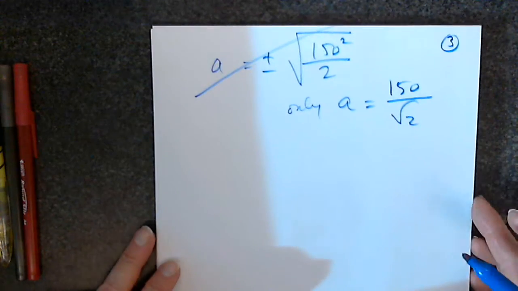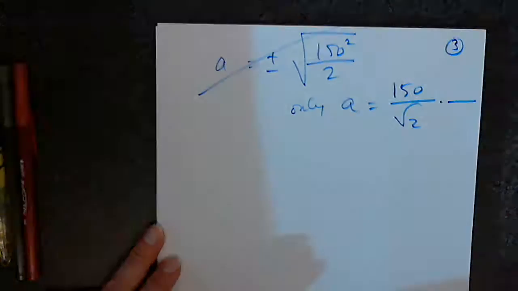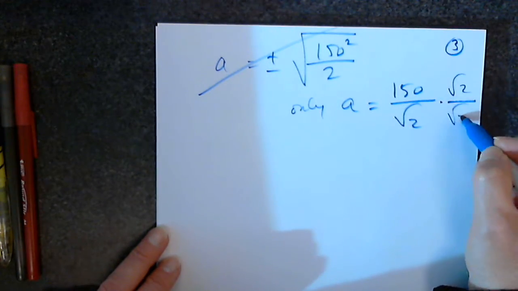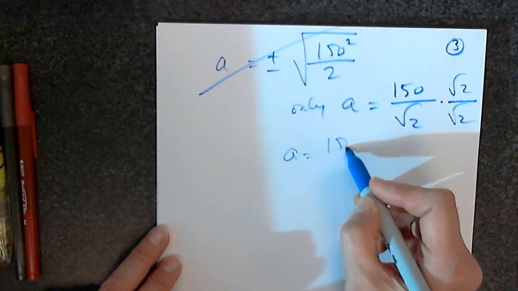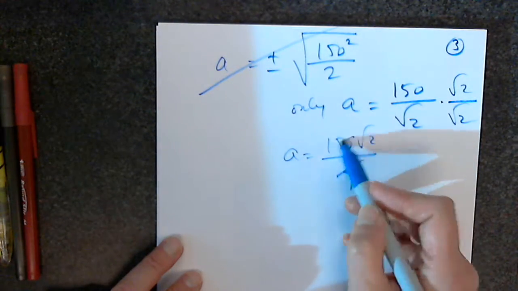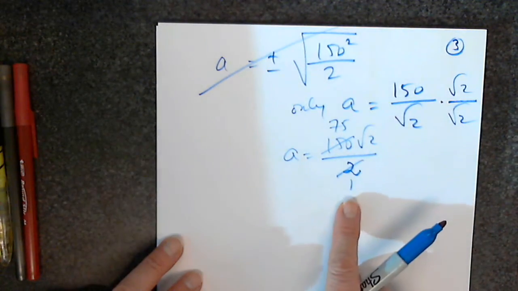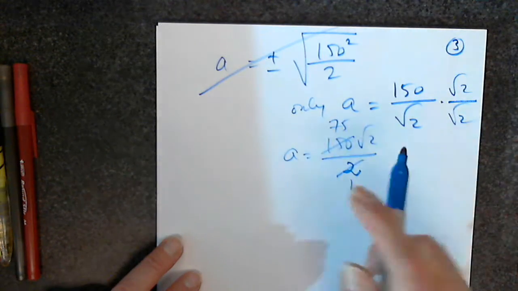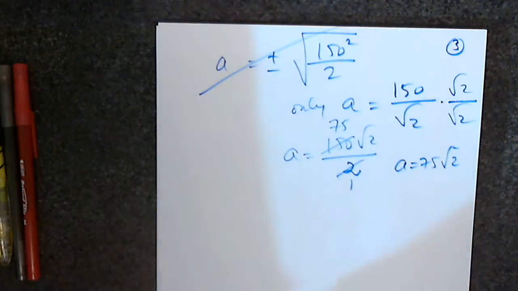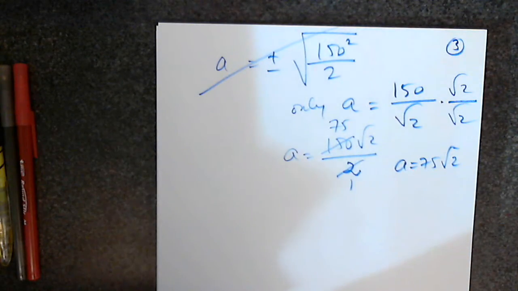Right, I have to rationalize it by multiplying and dividing both top and bottom by the square root of 2. Very good. So then A equals 150 square root of 2 over 2. And yes, I will simplify. Notice that I put 1 and I put 75. So A equals 75 square root of 2. What was the measurement unit? In miles.